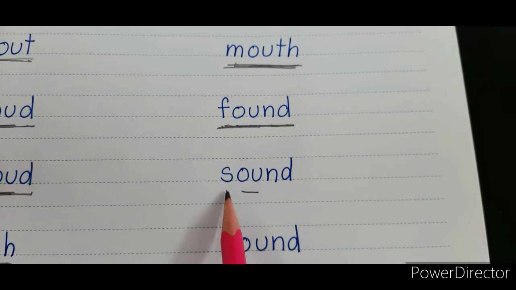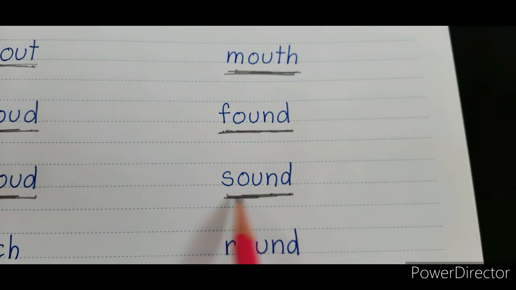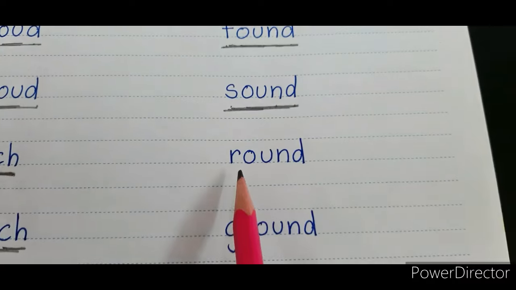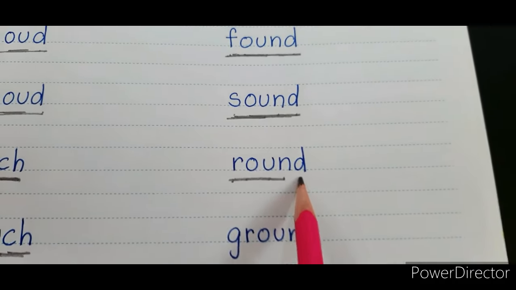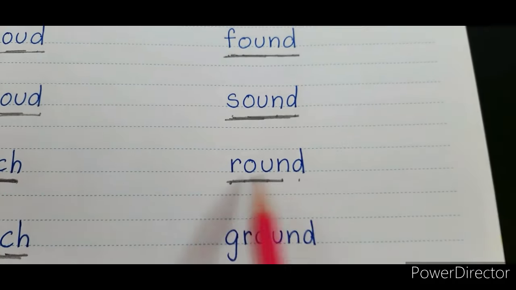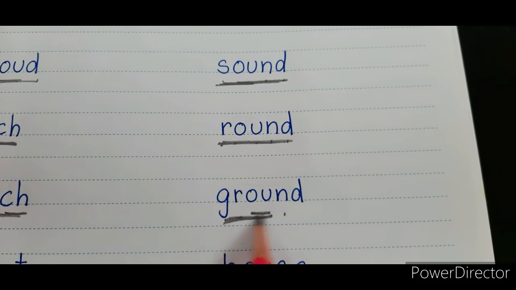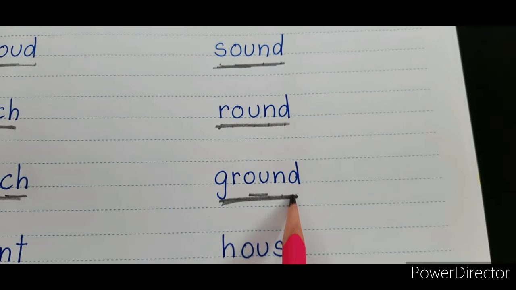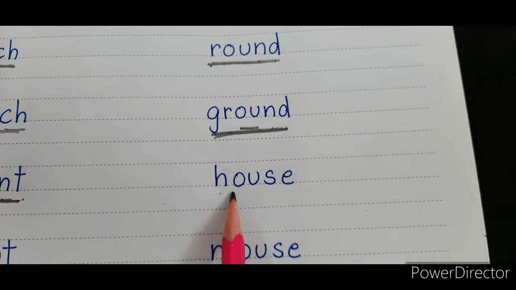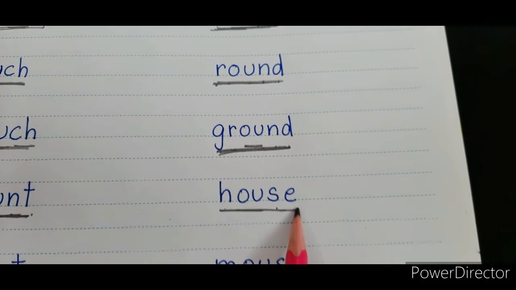S, ow, sow, sound, sound, sound. R, ow, round, round, round, round. Gr, ow, grow, ground, ground, ground. H, ow, house, house, house.